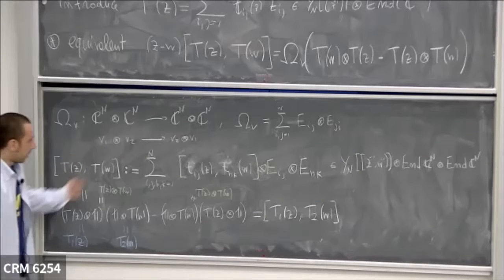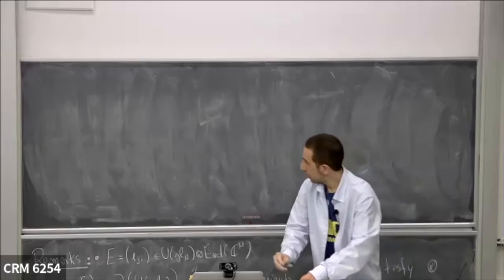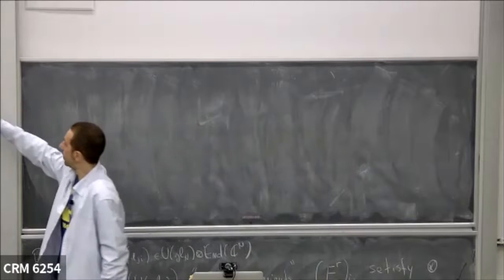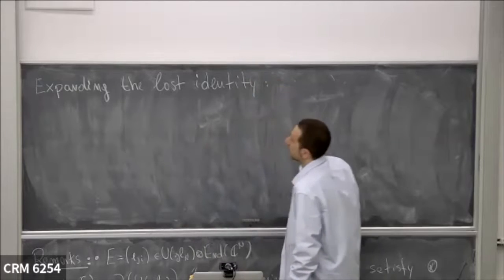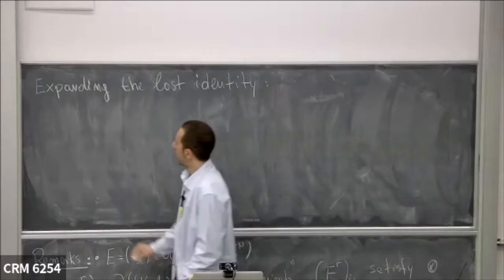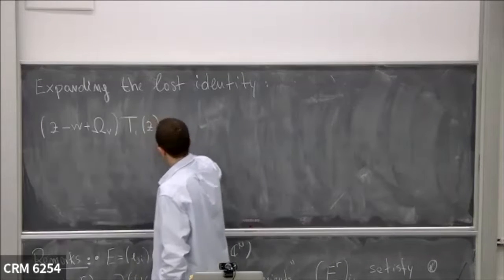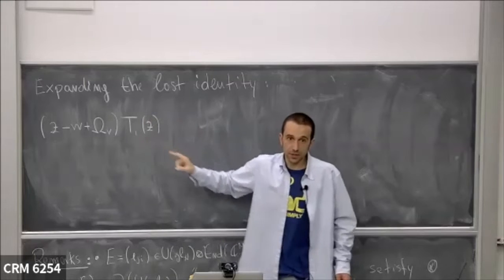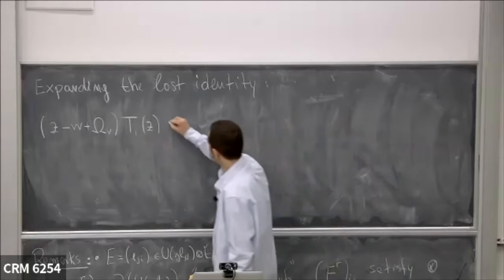Let's try to expand this identity. So expanding the last identity. So what do we get? Now it takes a few minutes, but one can compute all the terms. We get the following. So just to avoid any misunderstanding, I will use the clever notation rather than mine.